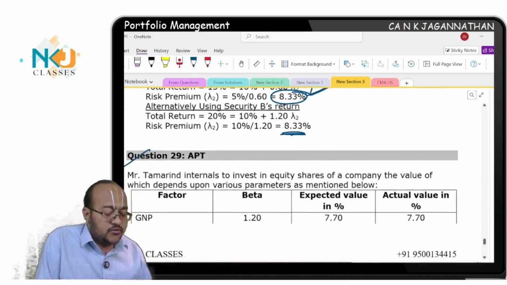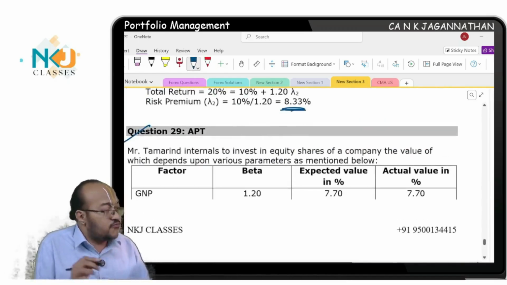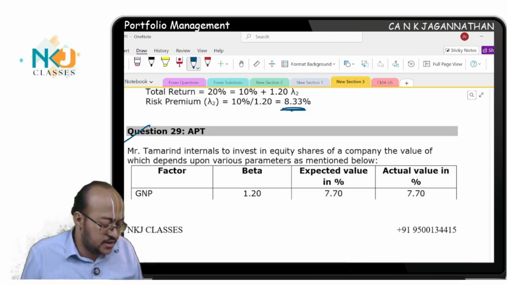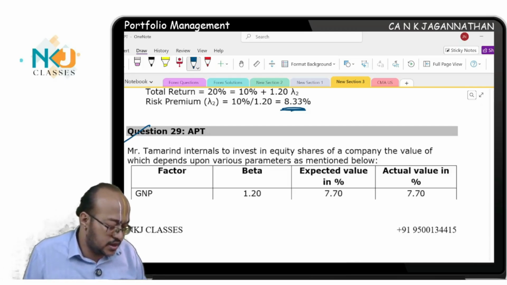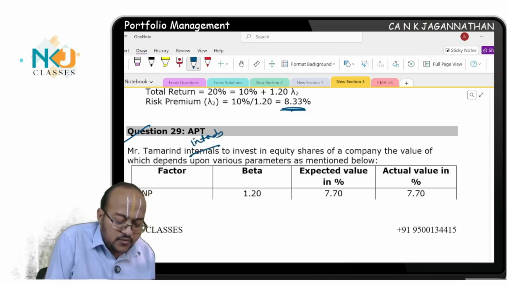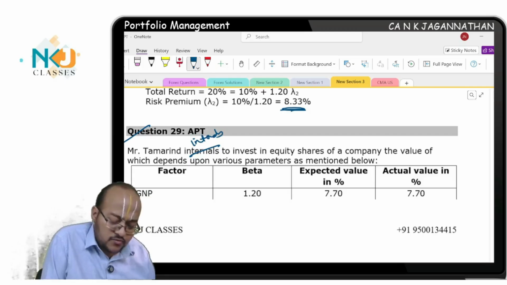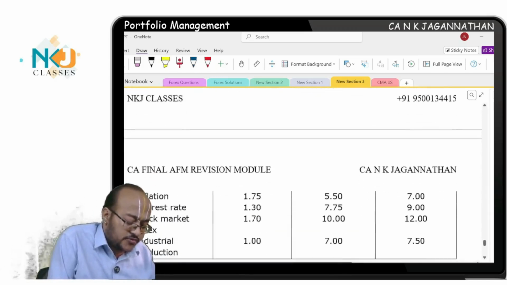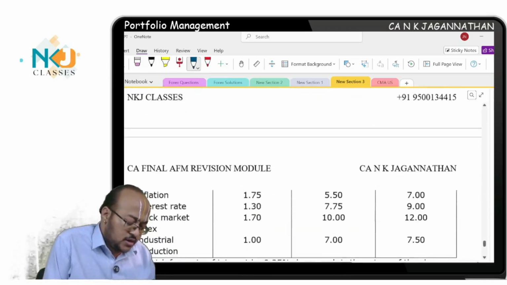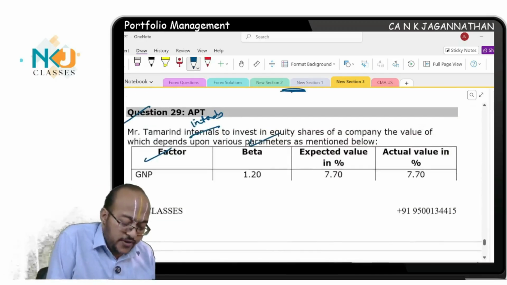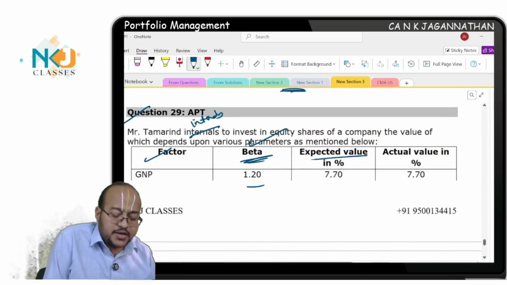One more question quickly we will do and we will close the portfolio management chapter. See, Mr. Tamarind intends to invest in equity shares of a company, the value of which depends upon various parameters as mentioned below. Various macroeconomic factors: GDP, inflation, interest rate, stock market index, industrial production. 5 factors are given. 5 factor betas are also given. Expected value and actual value.